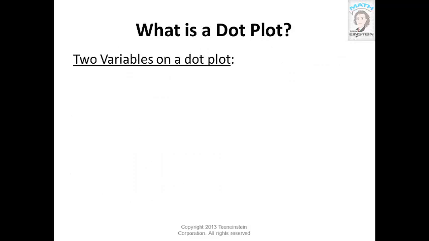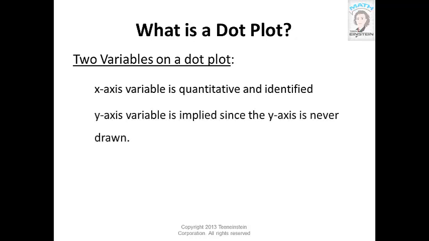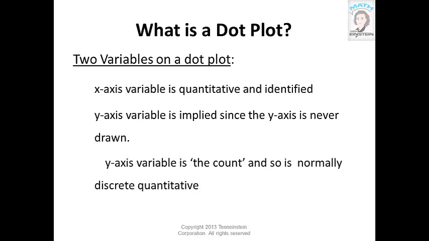So, two variables on a dot plot. The x-axis variable is quantitative and identified because we are exactly pinpointing the value along the x-axis. But the y-axis variable is implied because we never draw the y-axis. We cannot see it at all. But along the y-axis, we are just counting how many ones are there, how many twos are there, how many students got 40 marks in a classroom, how many students got 70 marks in a test. This is only counting. Counting normally means discrete quantitative.